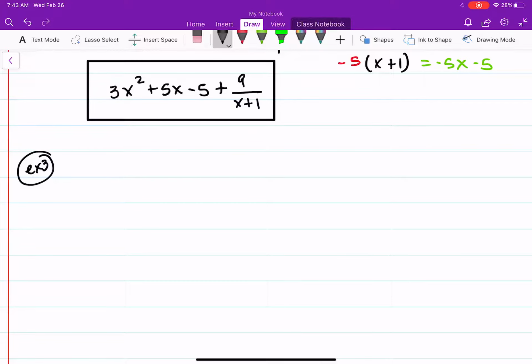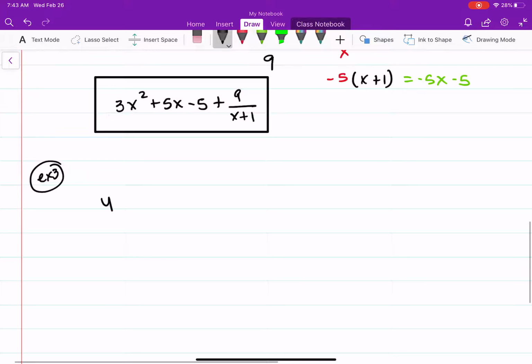So let's use y plus 3 divided by y cubed minus y squared minus 13y minus 10.